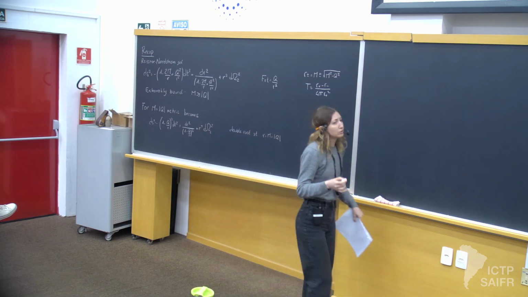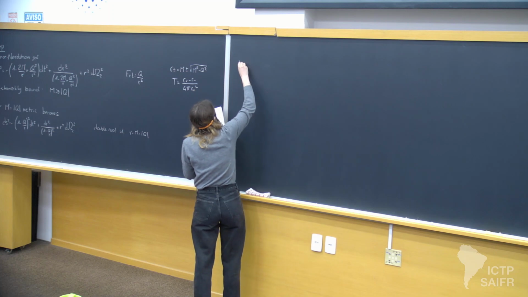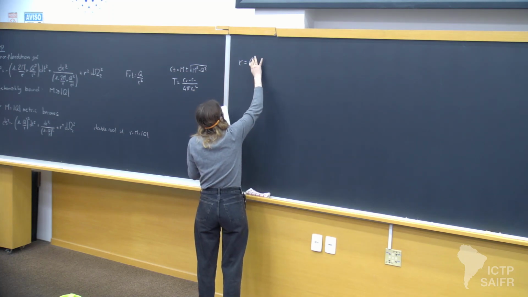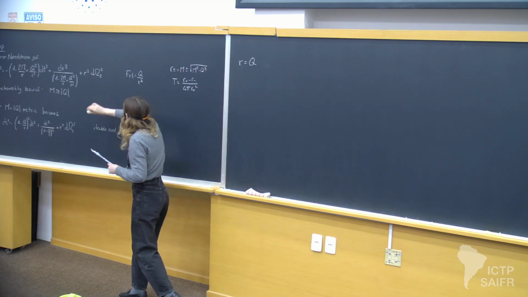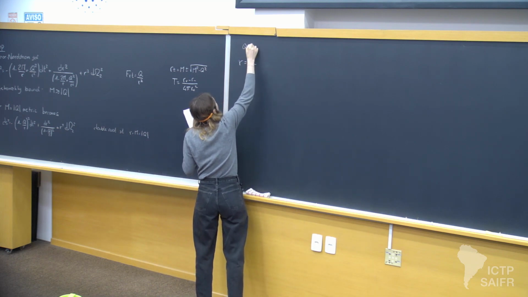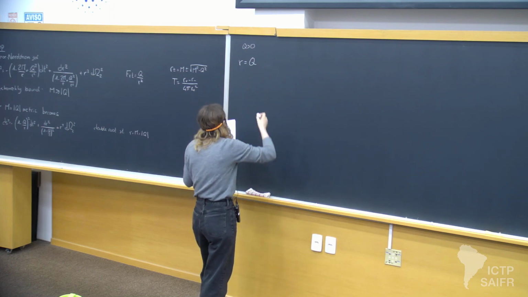So, okay, we want to see how the metric looks close to the horizon. And in order to do so, we have to change the coordinates. So we shift the radial coordinate. We expand it basically around the value of the horizon, which is Q. So for simplicity, I take Q to be positive. But for negative, you can do exactly the same thing.